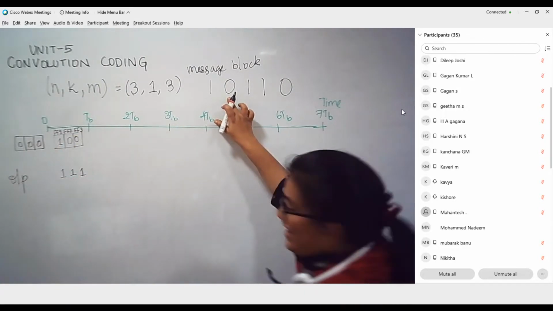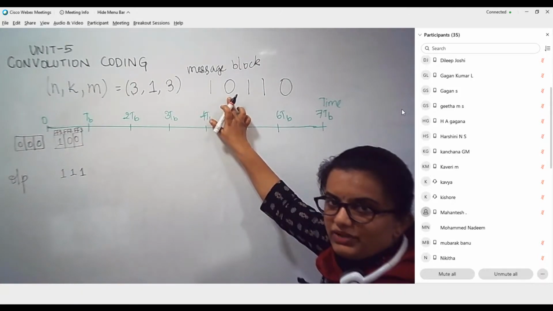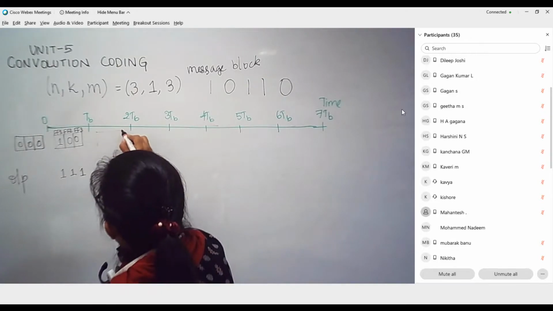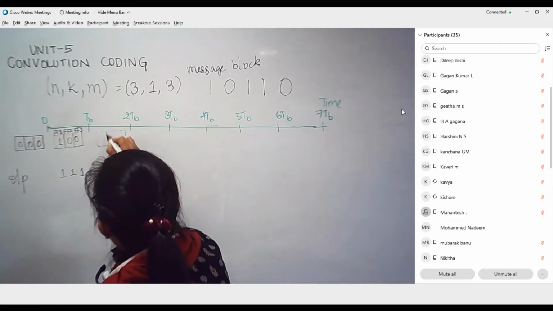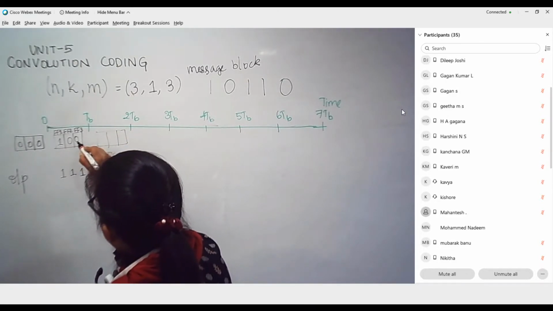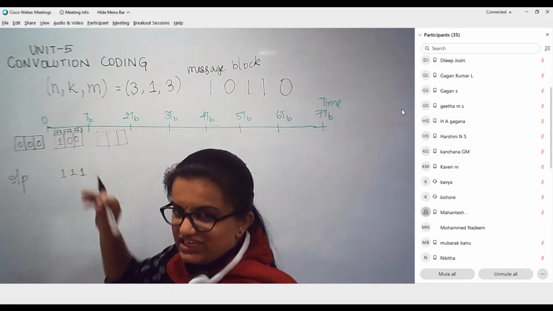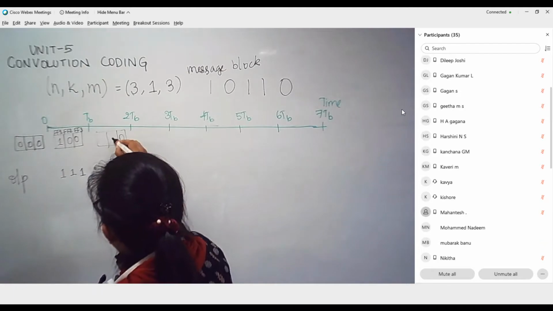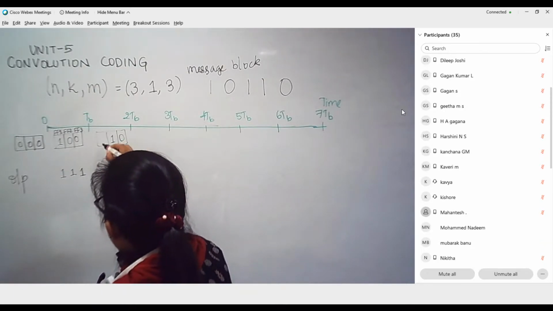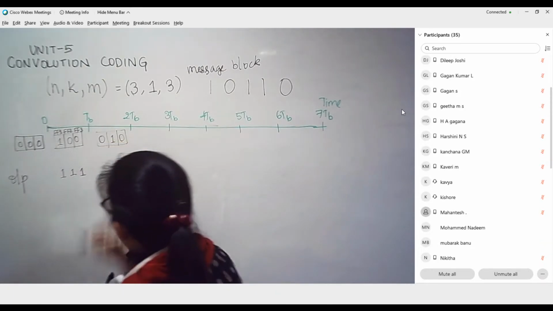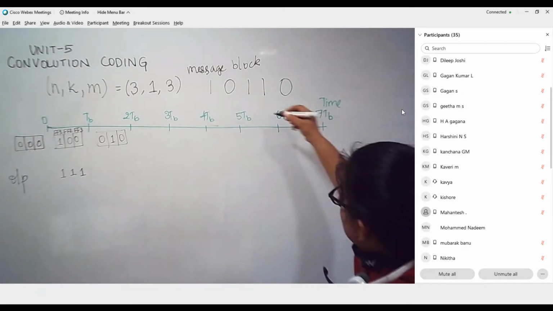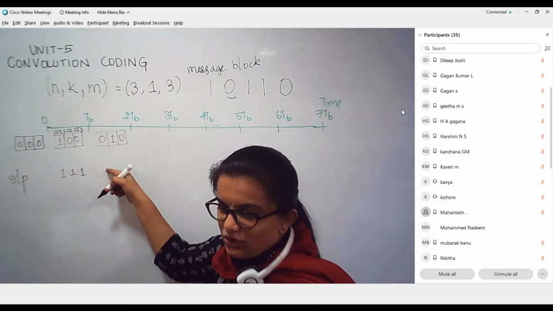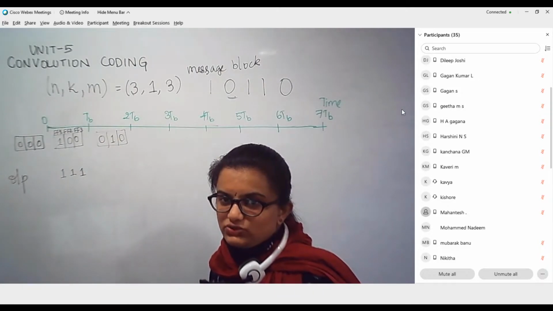Now, at the second bit duration, I will be entering the second information bit over here and shift everything to the right. So what will happen? This 0 goes out. Since there are only 3 flip-flops, this 0 goes out. Next 0 fills in here and 1 gets pushed to the right. The next bit is 0 from the message block. So 0 has entered over here. Now you again compute C1, C2, C3.